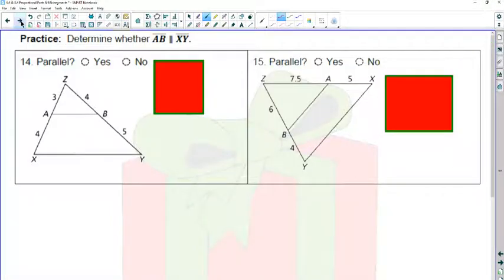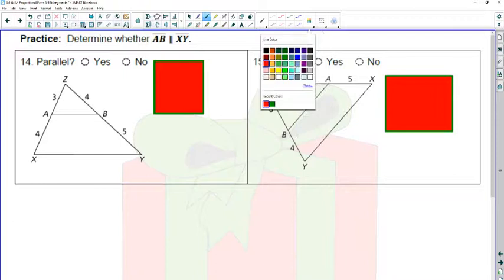So determine whether AB is parallel to XY. In order to determine if they are parallel, you have to check and see. In the theorem, it says if the sides are parallel, then the pieces are proportional, correct? Well, if they give me the pieces, then you check to see if they're parallel. So check the converse.